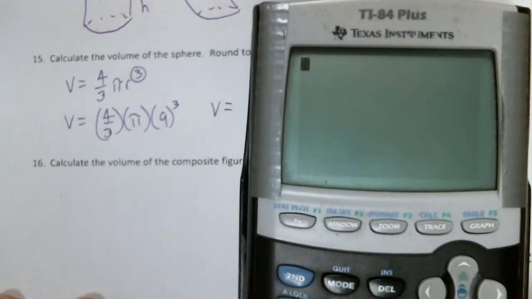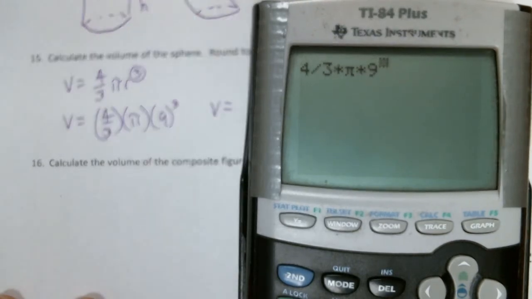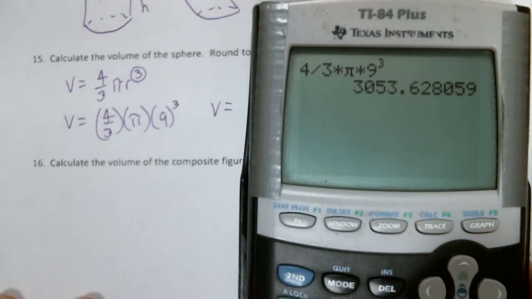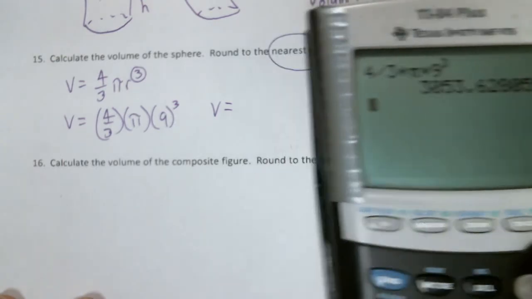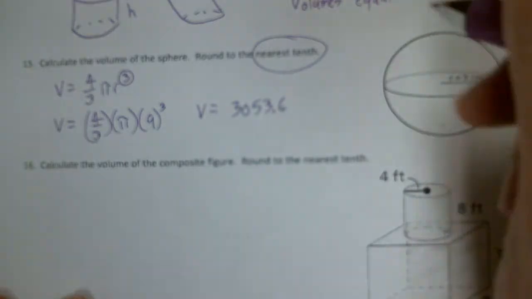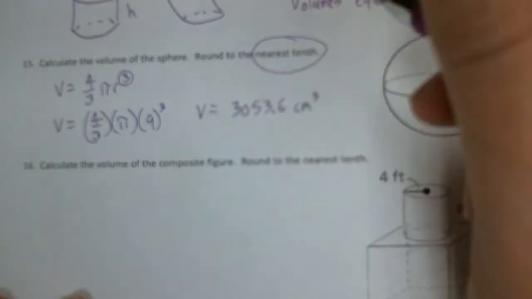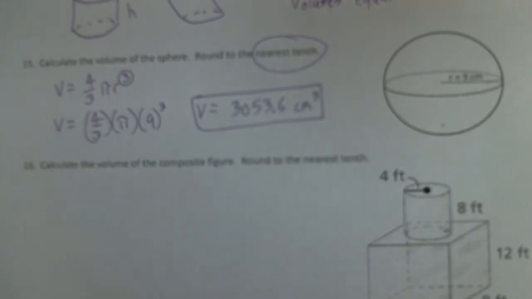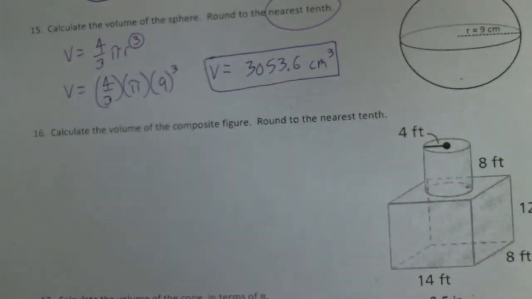So let's see how we're typing this in. I'll just press 4 divided by 3 times second pi times 9 raised to the third power. Okay, I get 3053.6, and my units are always cubed, so that's going to be centimeters cubed. Okay, that's the sphere.